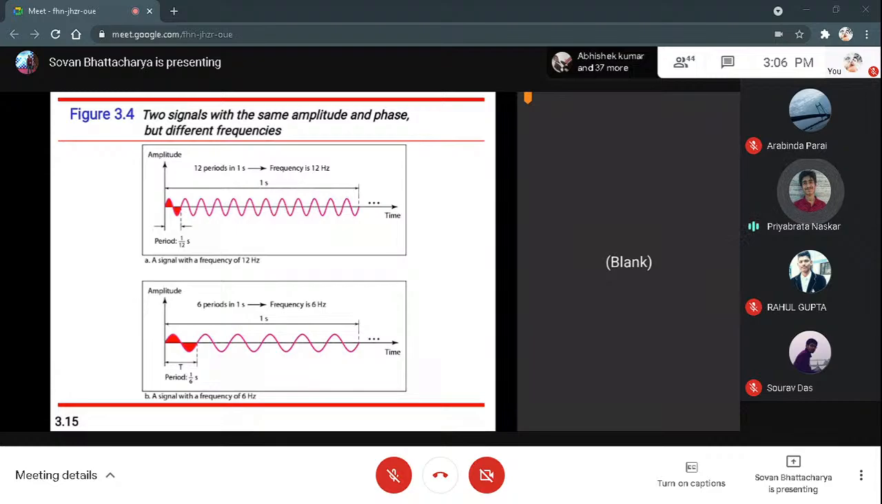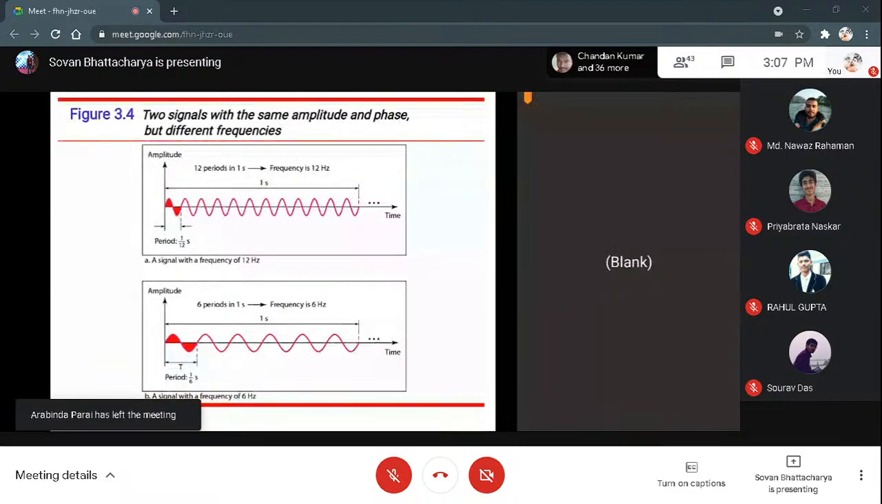Because the time period is double. The 6 periods are in a total of 1 second. Here you see the time period is 1/6, and here it is 1/12. So both of the frequencies are different. The time period and frequency are different, but the amplitude is the same. Amplitude value and peak value, these are the same.